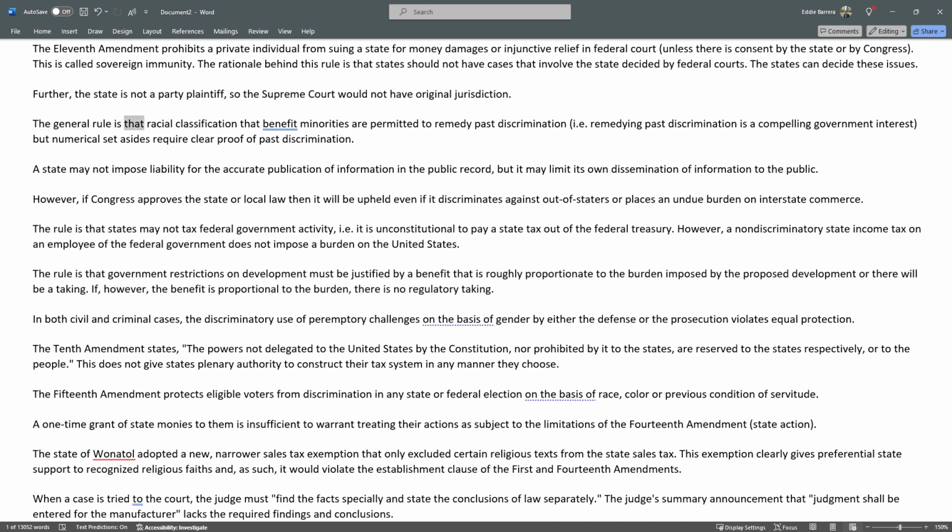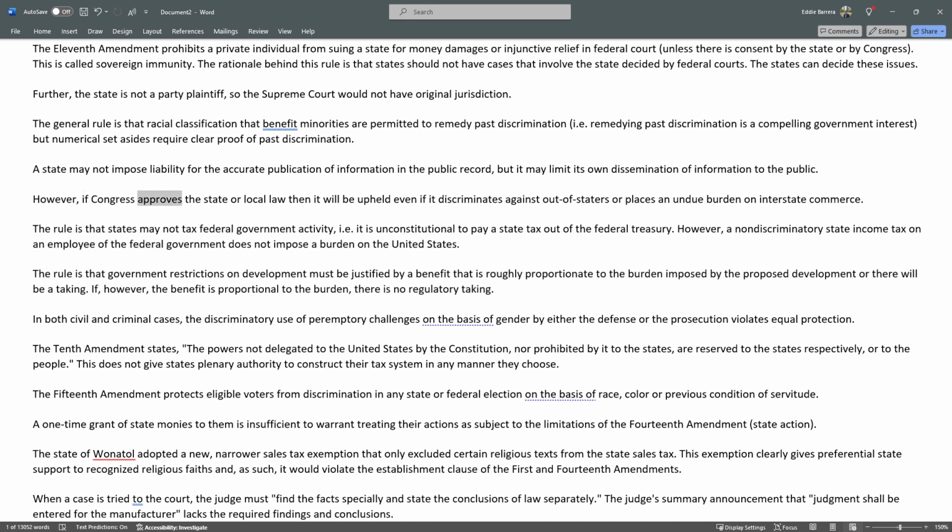The general rule is that racial classifications that benefit minorities are permitted to remedy past discrimination, i.e., remedying past discrimination is a compelling government interest. But numerical set-asides require clear proof of past discrimination. A state may not impose liability for the accurate publication of information in the public record, but it may limit its own dissemination of information to the public.